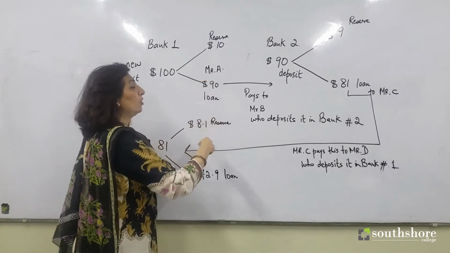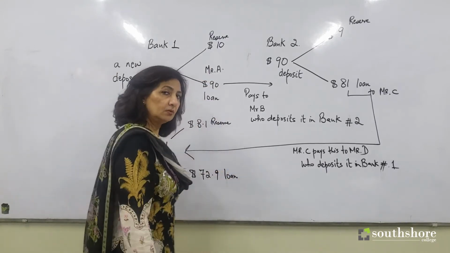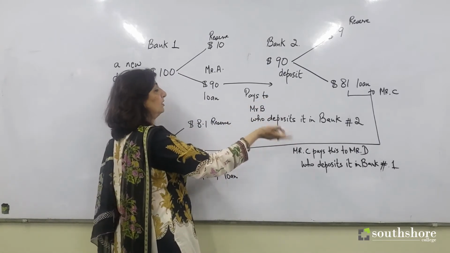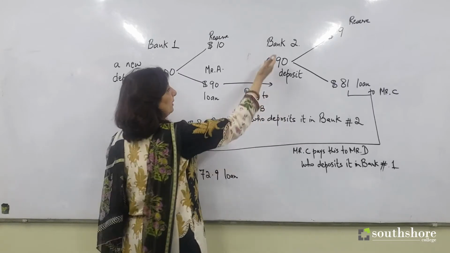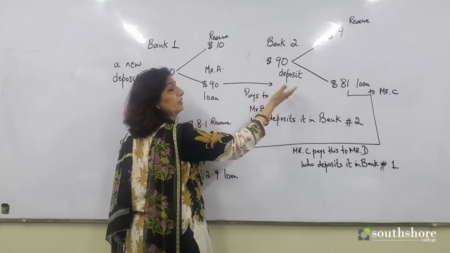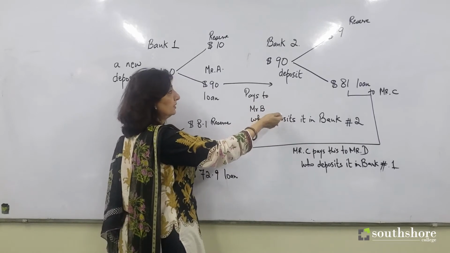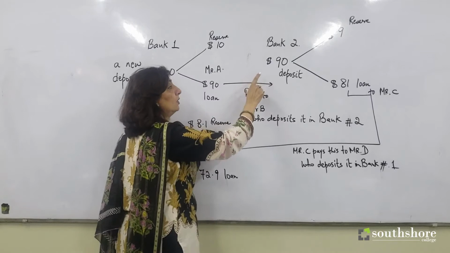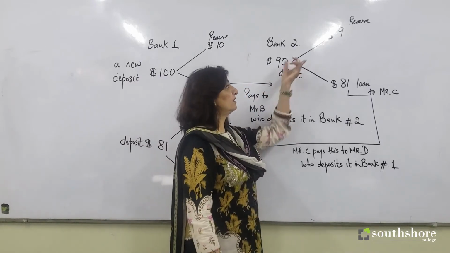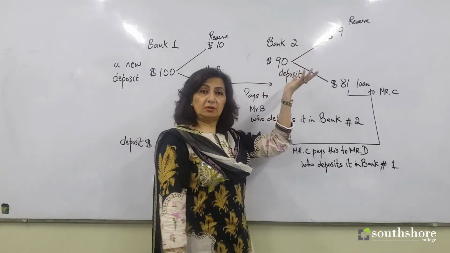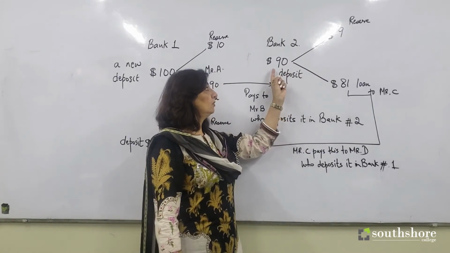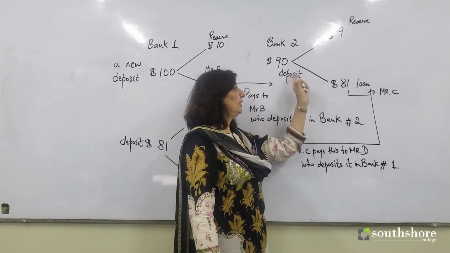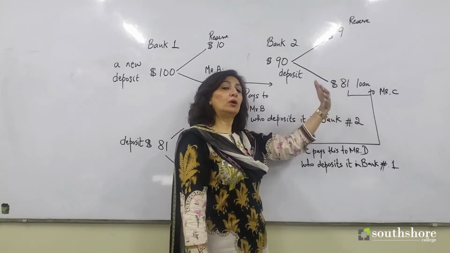Now let's say Mr. A makes a payment to Mr. B. Okay, so what does he do? He pays him, maybe in the form of a check. Mr. B has his account in bank 2, so he goes and deposits this money in bank 2 as his $90. Now when this $90 is received by bank 2 as a deposit, bank 2 again has to keep 10% of this in reserve. That's the minimum reserve requirement of the central bank, so out of this $90, $9 will go as reserve. And the remaining $81, this bank can now loan out to somebody else.